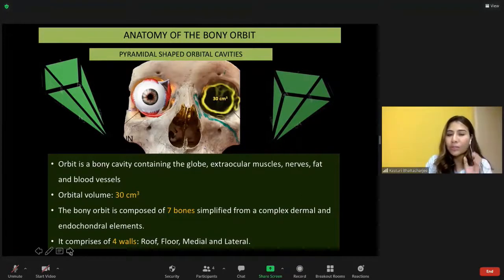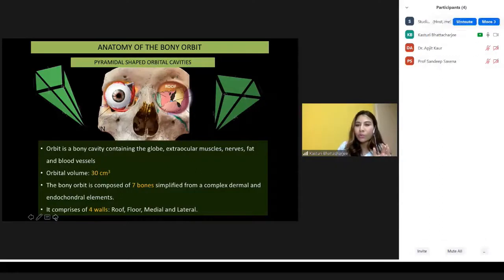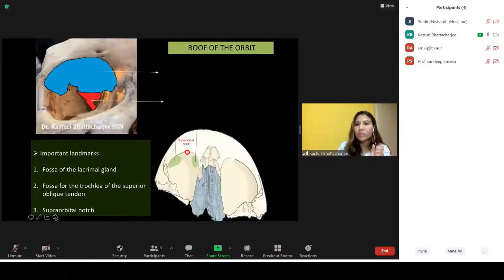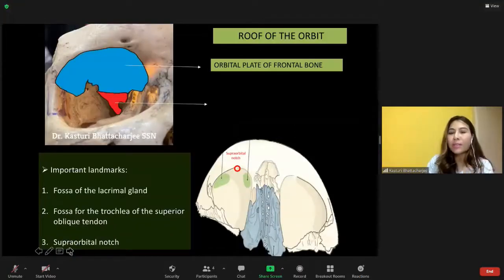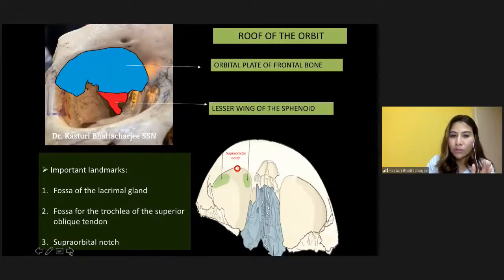It is composed of 7 major bones which form the 4 walls of the orbit, and these 4 walls are the roof, the floor, the medial and the lateral wall. So let us go through the walls one by one. The roof of the orbit is basically formed by 2 bones, the orbital plate of the frontal bone and the lesser wing of the sphenoid. But if you look here very carefully, you have very important structures: the lacrimal fossa, the trochlear fossa, and another important structure is the superior orbital fossa.